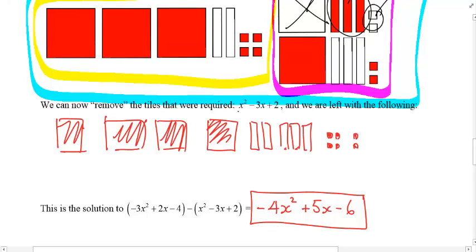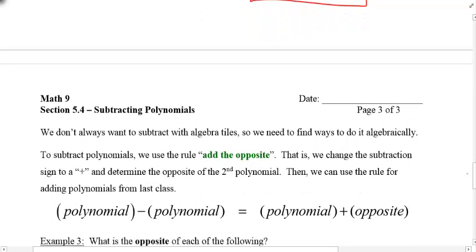And you're like, whoa, drawing these tiles, major pain. Yeah, but I don't always want you to subtract with algebra tiles. I do want you to understand how to do it, though. So let's now turn to page 3. And how do we find ways to do this algebraically?